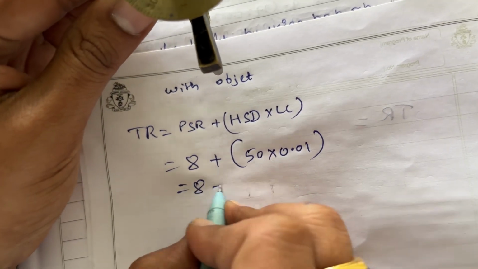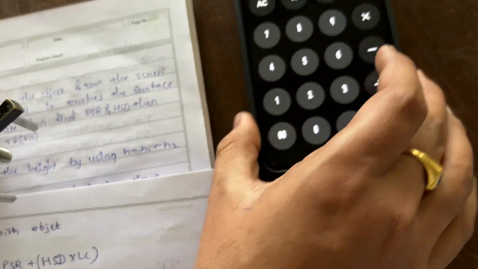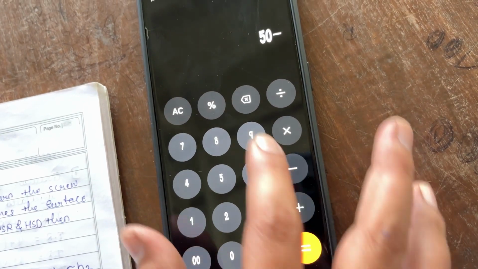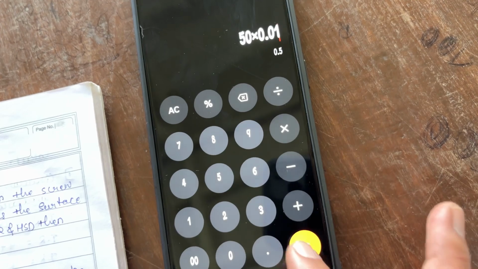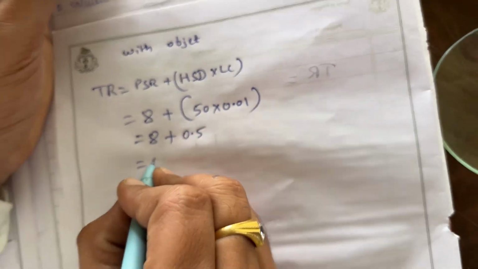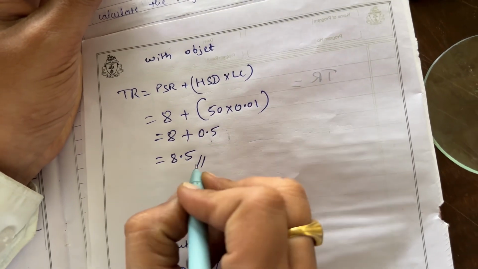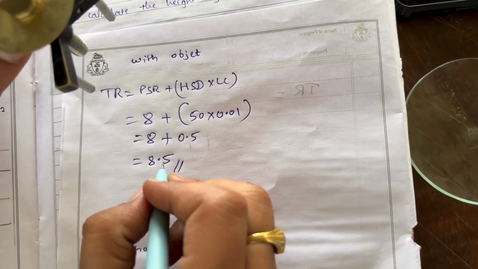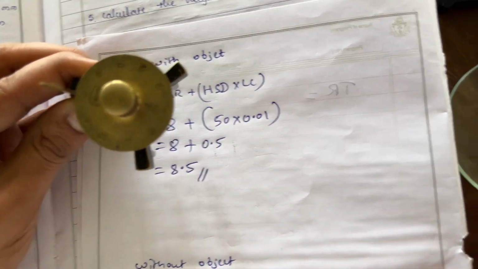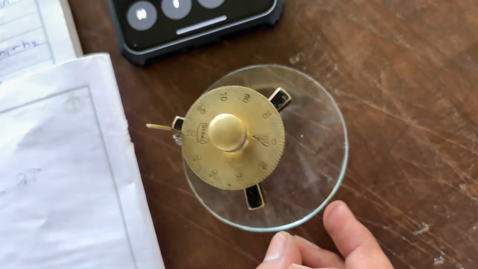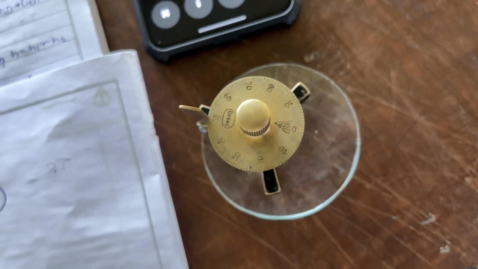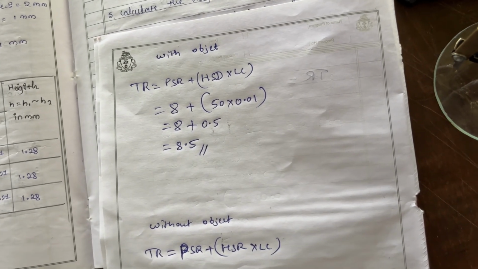That becomes 8 plus 50 into 0.01, that becomes 0.5, and this value becomes 8.5. This is the total reading we have to measure with the object, that is, using this spherical glass surface. This is the with-object reading. In the same way you have to calculate 3 readings, then you have to take the mean of the 3 readings with object.